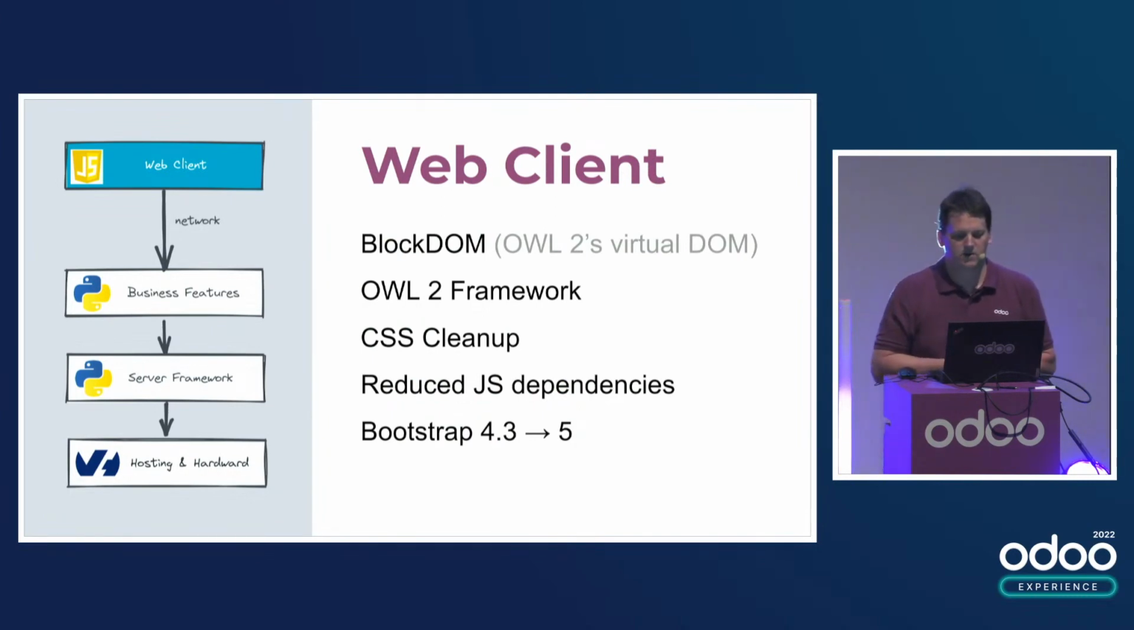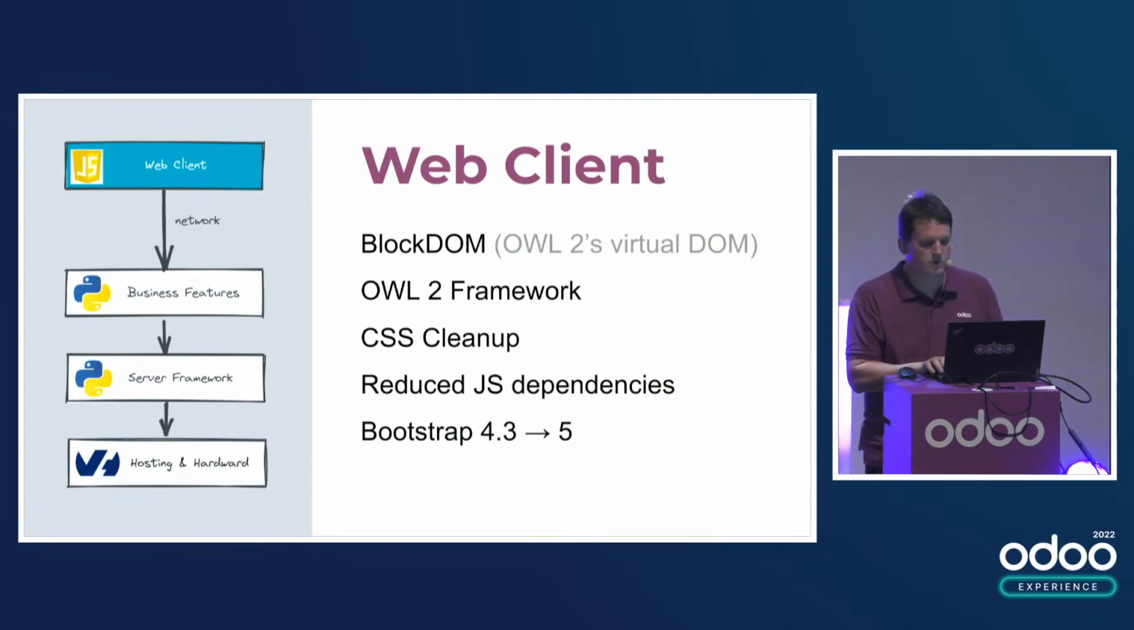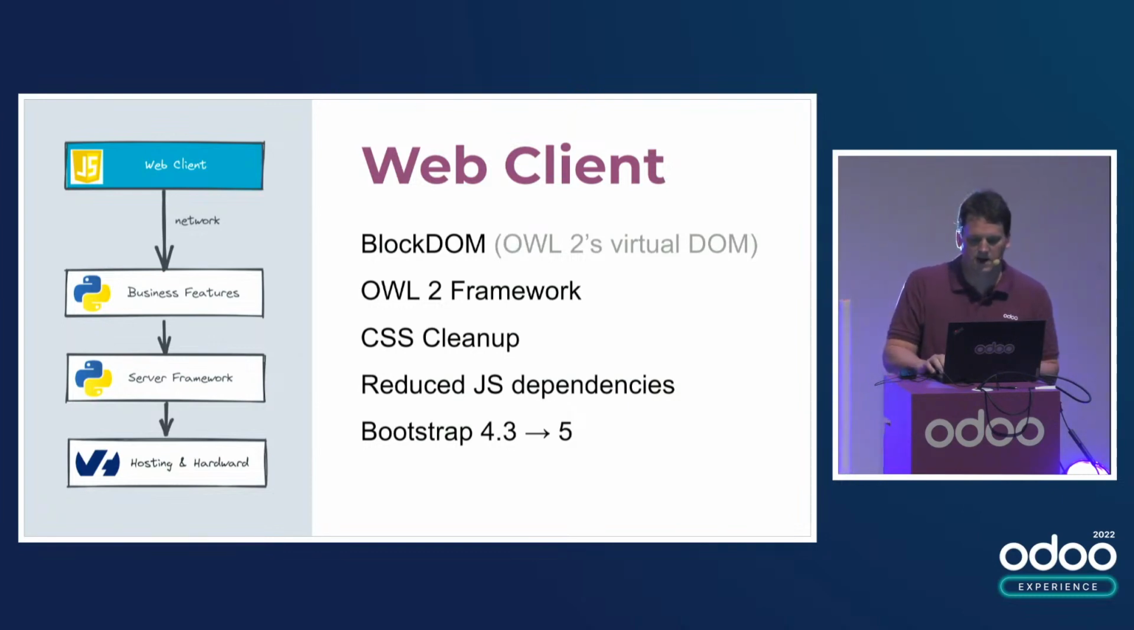First, we redesigned our new JavaScript library that renders virtual DOM. It's actually called Blockdom. We released a new version of our framework, OWL 2, which is very fast. We did a CSS cleanup. We decreased the number of CSS rules by 50% so that the browser can render much faster. We reduced JavaScript dependencies, and we moved from Bootstrap 4.3 to 5.